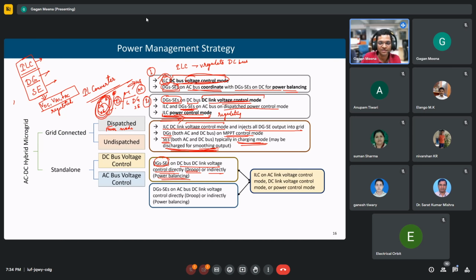And the interlinking converter can operate in either of these: AC link voltage control, DC link voltage control, or power control. I think this will be more clear when in the upcoming weeks there will be a demonstration of how this is actually implemented.